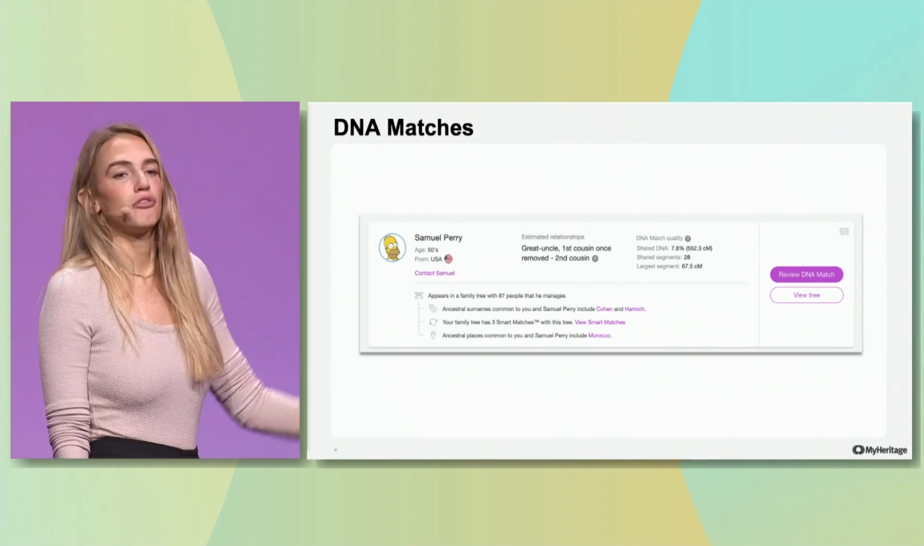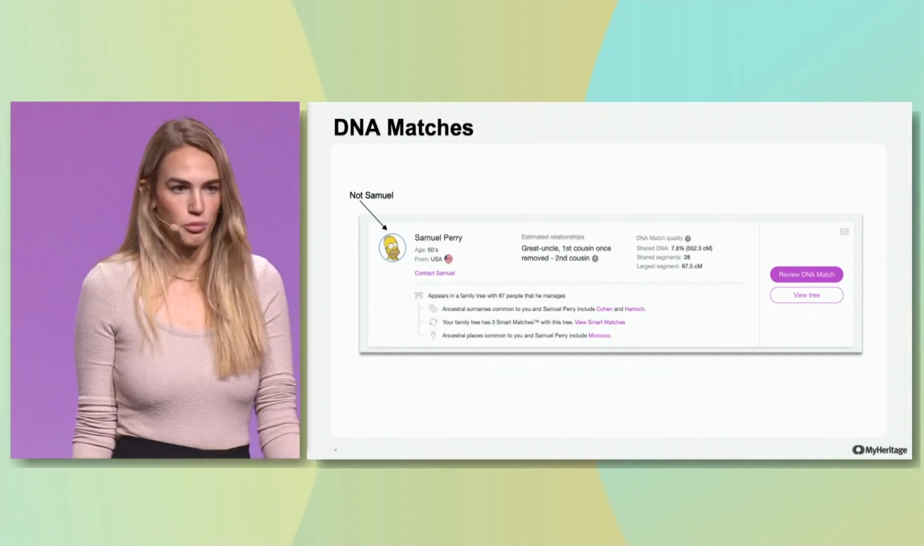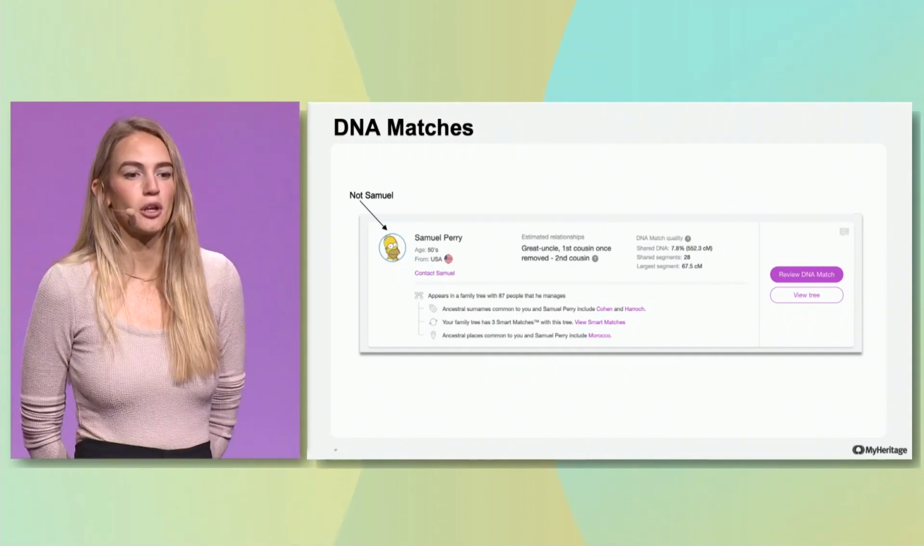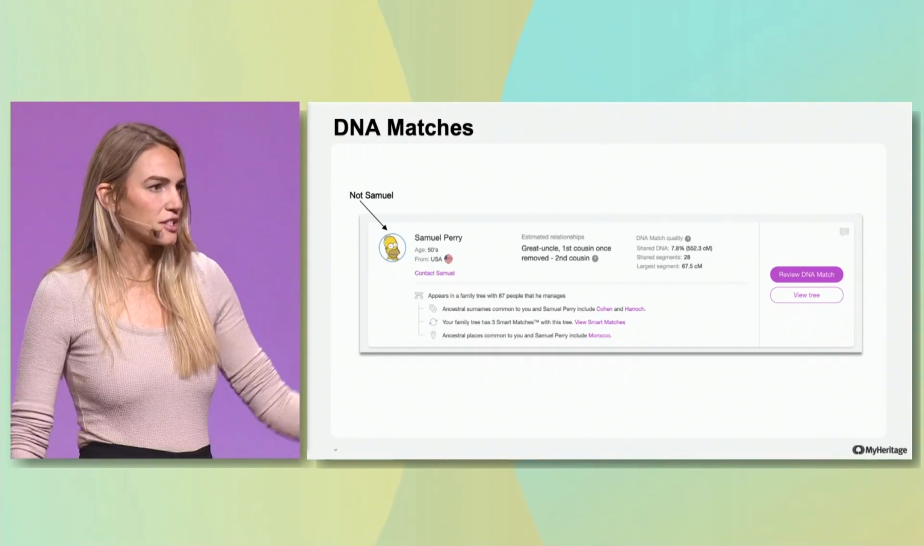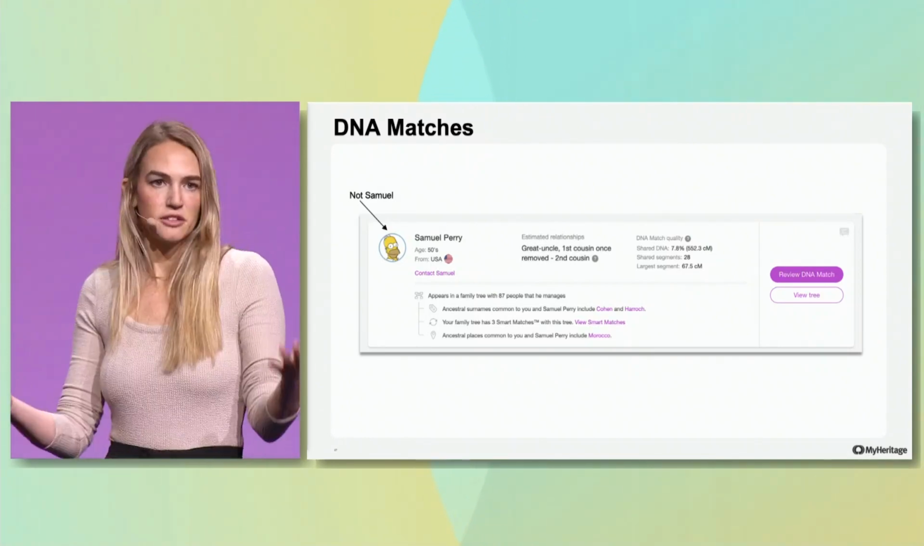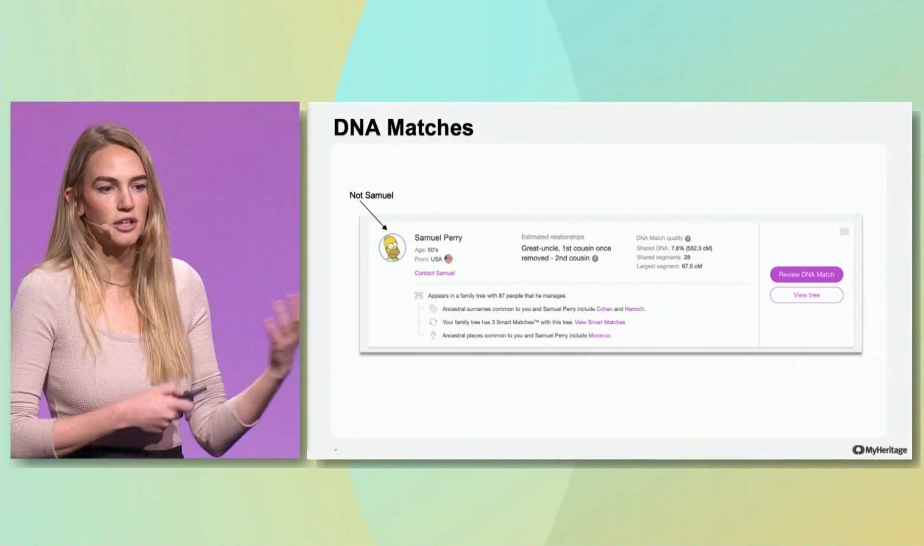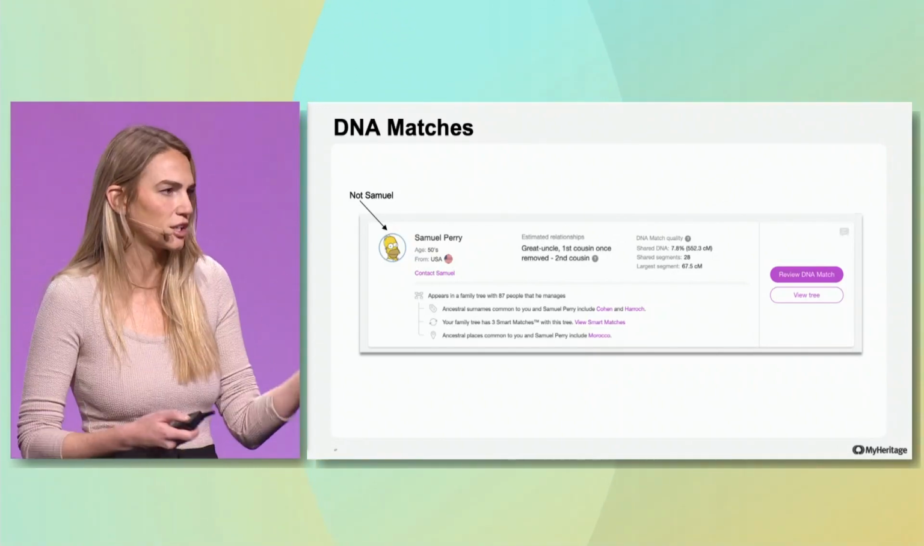And this is an example of my match. Samuel, this is not Samuel. This is Homer protecting the privacy of Samuel. And this is the DNA match card. And before, when I got the estimated relationship to Samuel, I saw that it can be my great uncle, first cousin once removed, second cousin.